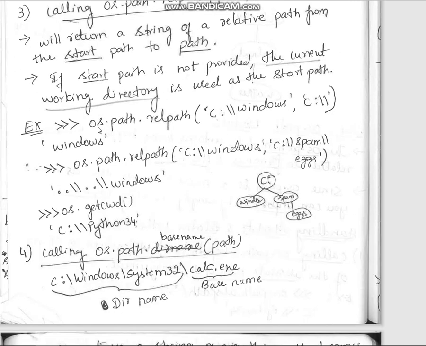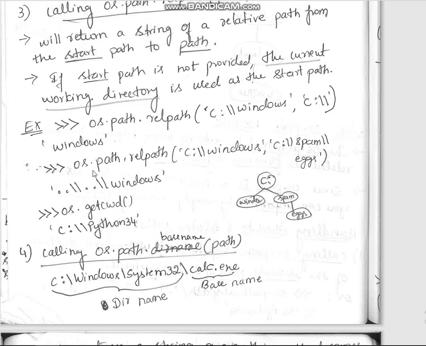Example, you see here: os.path.relpath('c:/Windows', 'c:/'). We are specifying the path here, c:/Windows, and also we have to specify the starting path. The starting path here is c:/. So if I give the relative path from c:/, the result is Windows.